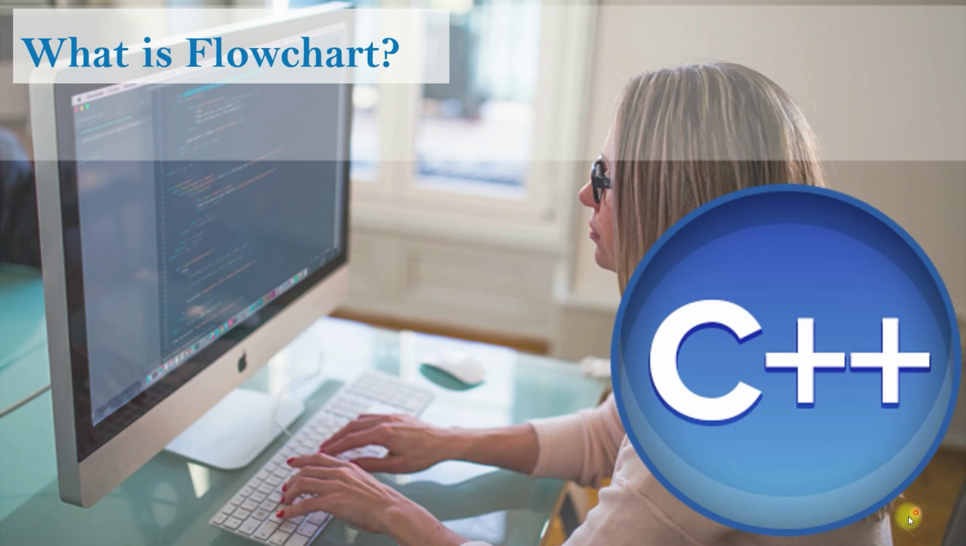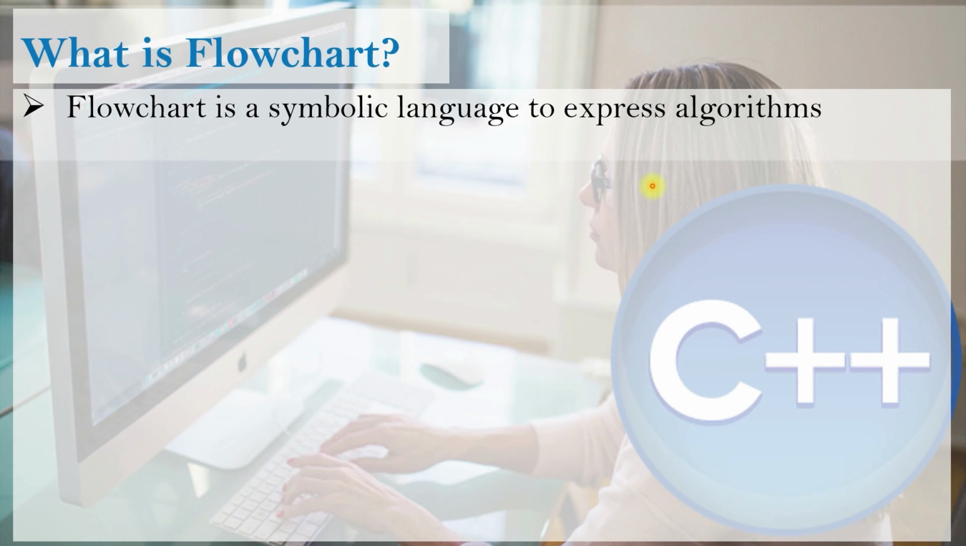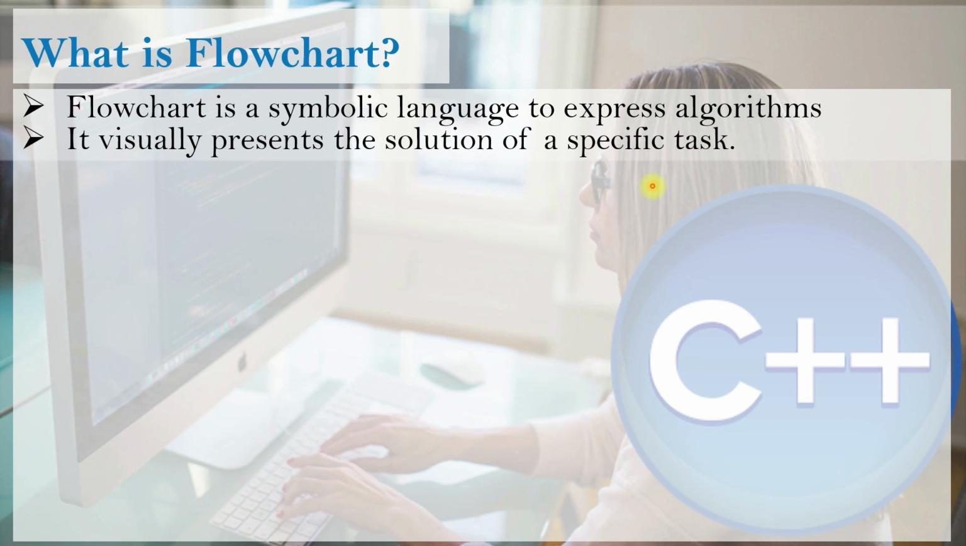In flowchart, we have to express our algorithm. It means whenever we want to visually express our algorithm, or we want to express our algorithm by symbols, we use flowchart. So let's understand what flowchart is. Flowchart is a symbolic language to express algorithms. It means whenever we want to express algorithms, we use flowchart. Flowchart visually presents the solution of a specific task. It means by pictures, by using symbols, flowchart presents the solution of a specific task.